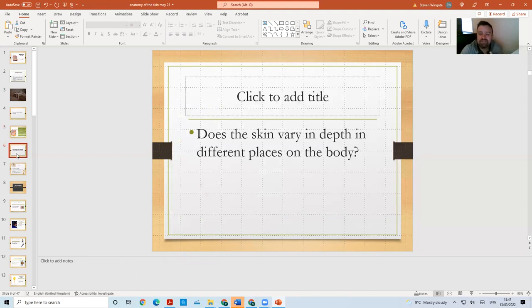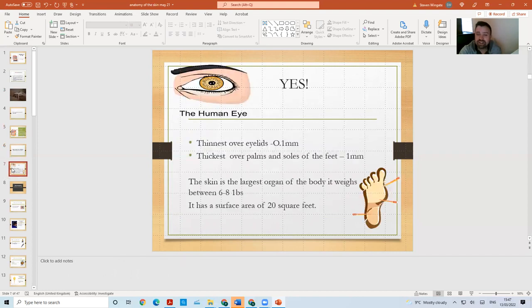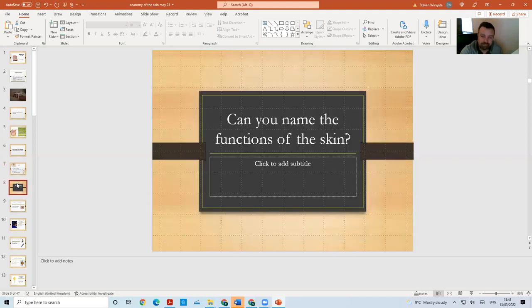So does the skin vary in depth in different places of the body? Well, the answer is yes. It's thinner on the eyelids than it is on the soles of the feet. And obviously the skin is the largest organ of the body, and it weighs between 6 to 8 pounds. It can cover an area of 20 square feet. So it's a fairly impressive organ of the human body.